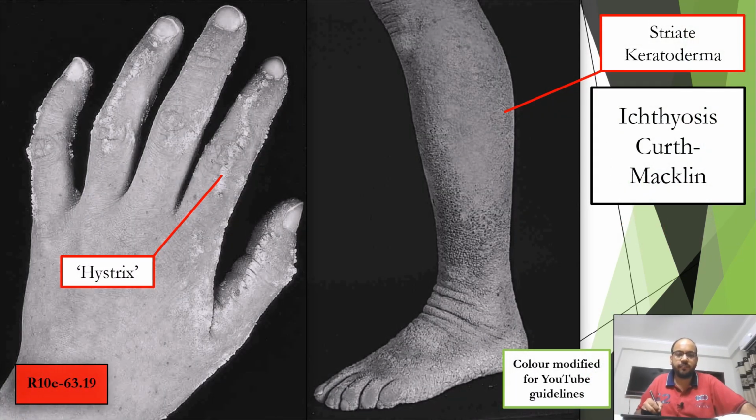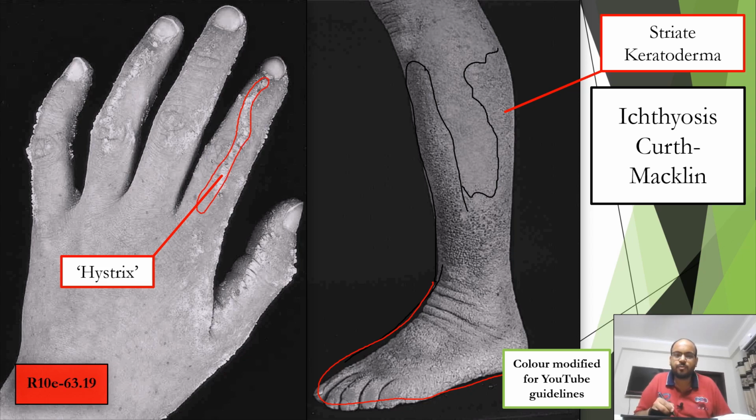So in this picture, which I've taken from Rook's, you can see this kind of very hard striate keratoderma. Striate means in layer form or linear keratoderma. So shiny, tough skin, hard papular areas, and over the extensors, over the feet, you can see that it is spiny. Look at this area. It is spiny, as if spines are coming out of the body like a porcupine, and that is why it is known as Ichthyosis Curth-Macklin, the hystrix type. I hope now it is clear. This is the third variant of epidermolytic or keratinopathic ichthyosis.